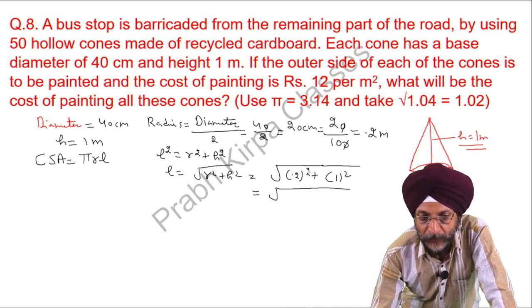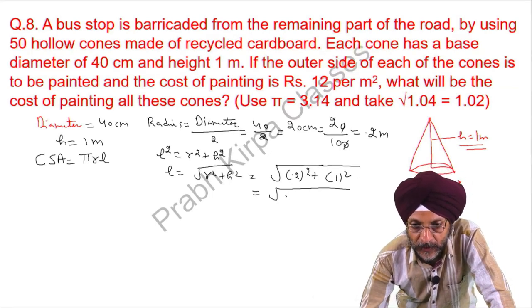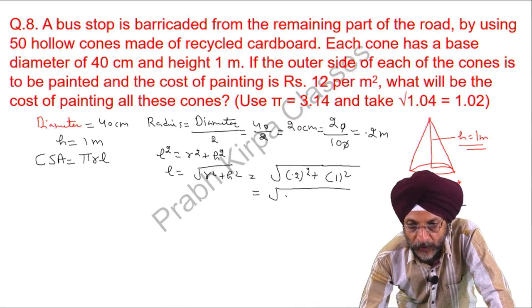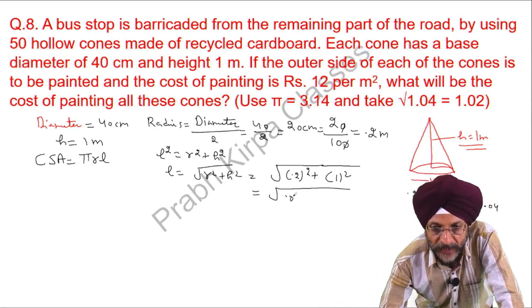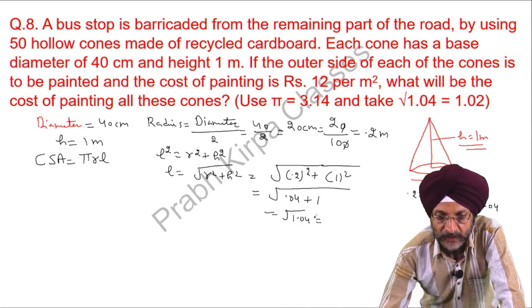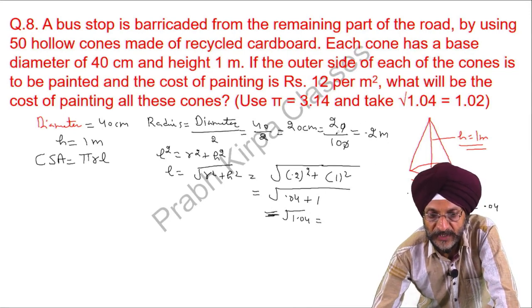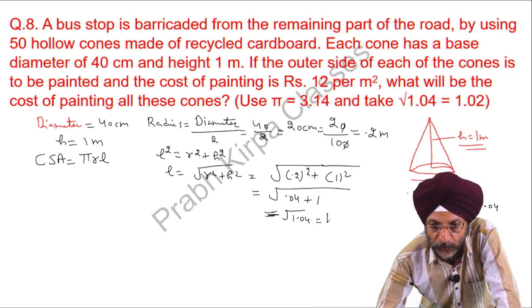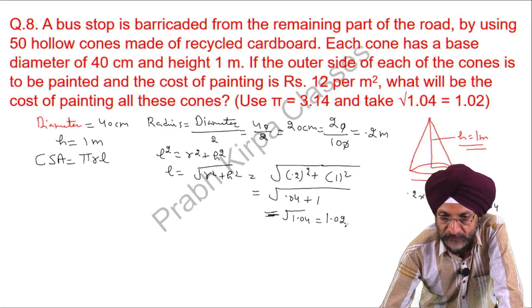0.2 multiplied by 0.2, 0.2 into 0.2, 4 over 100, 0.04. 0.04 plus 1 will become 1.04. In the question, we have been given that under root 1.04 is equal to 1.02. So slant height is equal to 1.02.